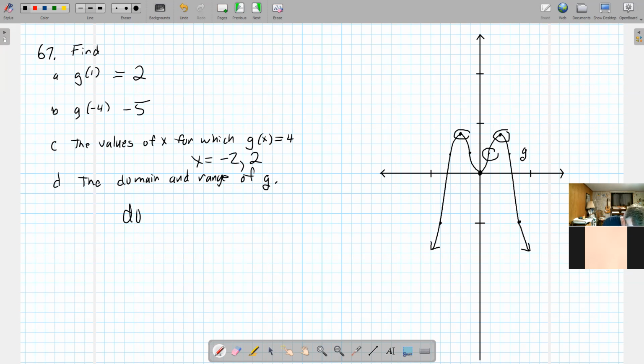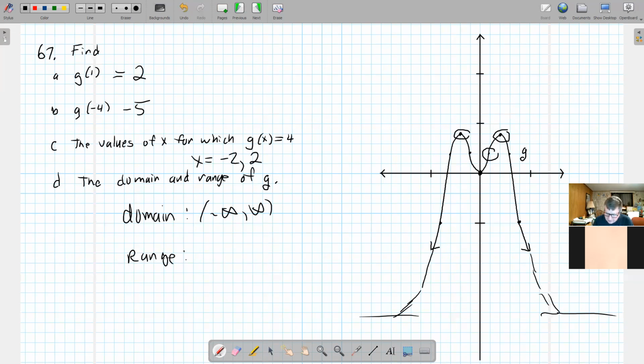The domain, as this is going down, it's going over. As this is going down, it's going over. So it's going to go on the x-axis from -infinity to +infinity. However, the range, this goes down, but the highest range value is 4. So it would go from -infinity up to and including 4.